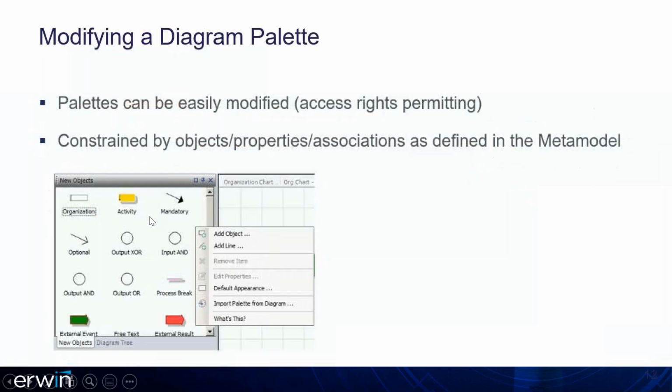Now, when you are working with a template, whether you're starting to create one from scratch or you're updating an existing one, we often need to modify a palette. And palettes can be modified in a variety of ways. It's pretty easy to modify a palette. The ability to do something is constrained by the objects and properties and associations that are in the meta model. And you also have to have the appropriate access rights. So this whole section is really all about having administrative access rights. So in this case, also, you need to have administrative access rights.